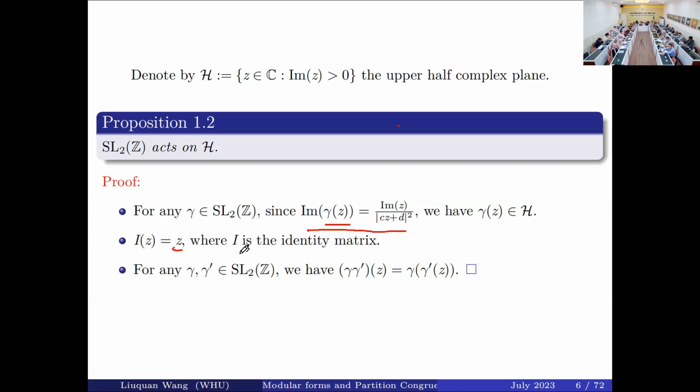And as for the third part, we need to verify that for any two matrices, gamma and gamma prime, the new matrix gamma times gamma prime acting on Z is the same as acting by gamma prime first, and then acting by gamma in the second place. This is the same, and this is easy to verify. So this group does act on the upper half complex plane.